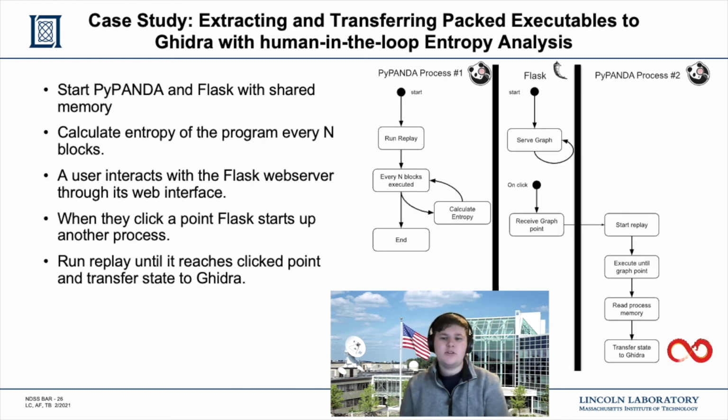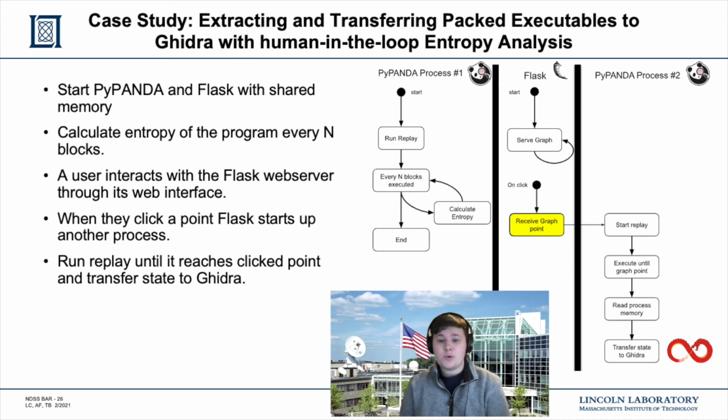We begin by starting two processes with Python's multiprocessing library. They use a shared memory manager to access two shared arrays. Our PyPanda process gets a callback on every basic block and calculates the entropy of our program after every n blocks. It adds the entropy to our shared array. The Flask web server serves a web page that is dynamically updated over async IO with values.